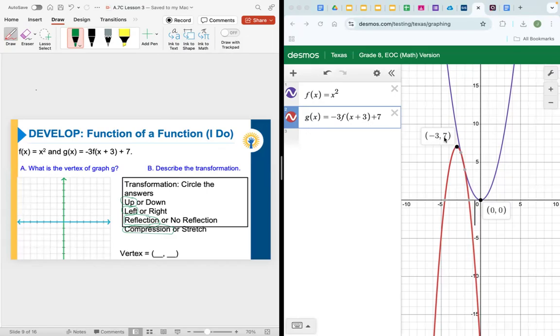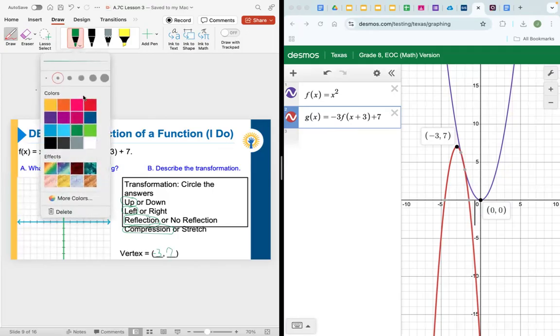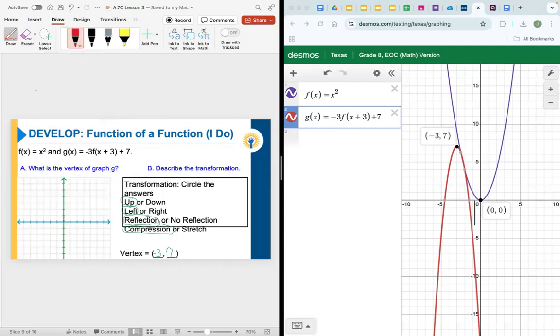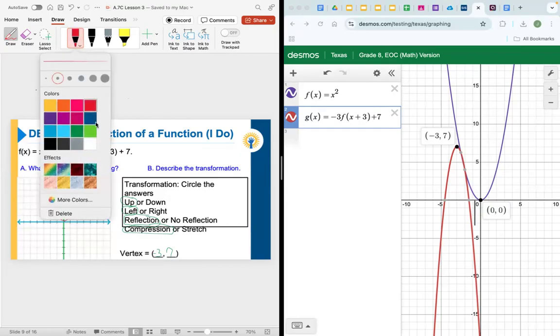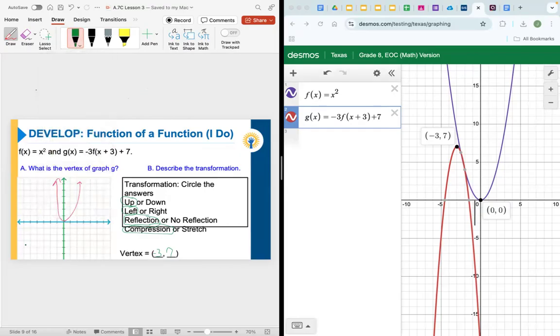Part A asks, what is the vertex of G? As we can see, our vertex is right here at negative 3, 7. Now I'm going to draw my parent function in red to support our answer. This is our starting point, and in green, this is what we end up looking like. Again, it does not have to be perfect, it is just a sketch. Awesome. Now you try.